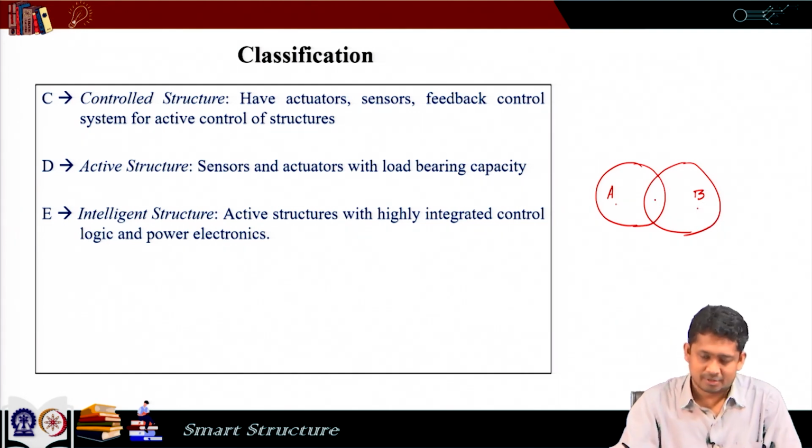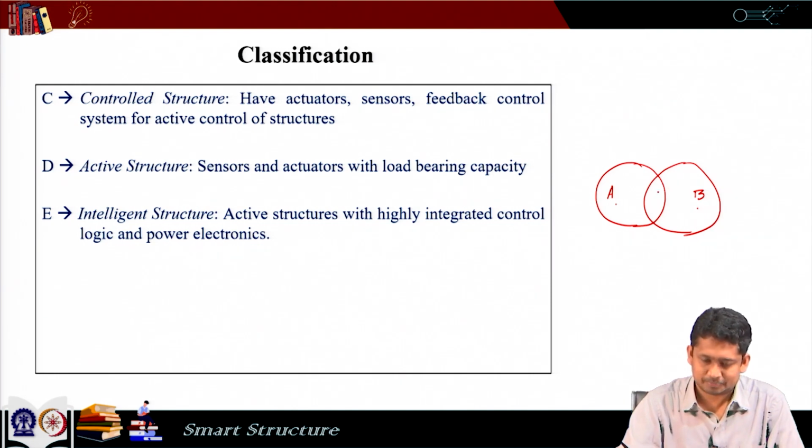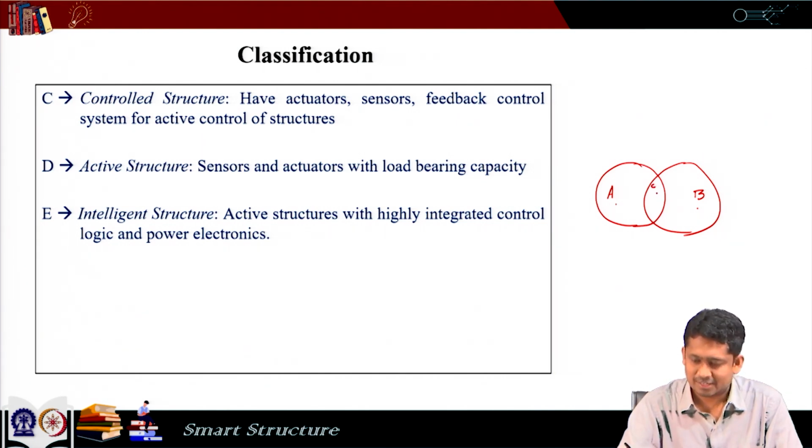So, this kind of structures sense some change using the sensors. Again the change can be external or internal, and then through feedback control strategy the actuators may be actuated, and based on the actuation signal the structure can adapt itself to the change. So, that is a control structure. Again within this control structure, so this entire thing is control structure. Again if this control structure has sensors and actuators which has some kind of load carrying capacity, then we can call it an active structure.